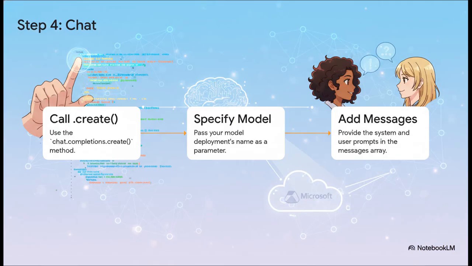And for the grand finale, we just talk to the model. We use the standard chat.completions.create method you already know, tell it which model we want to use, and pass in our messages. And just like that, you get a response. We literally just built a chatbot in 4 or 5 lines of code.